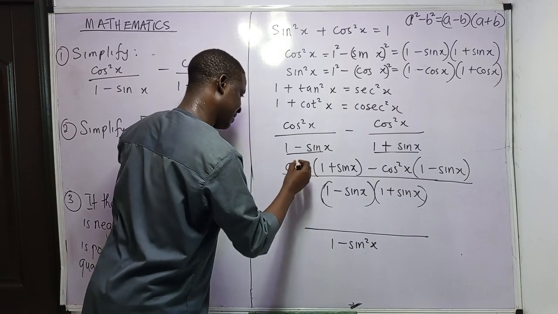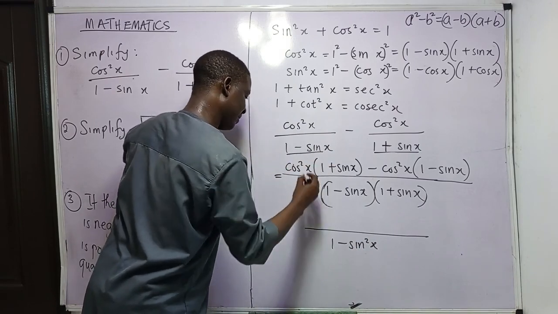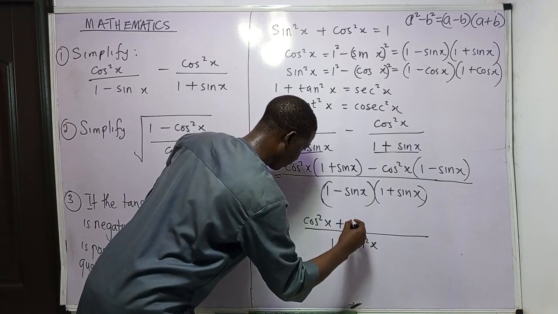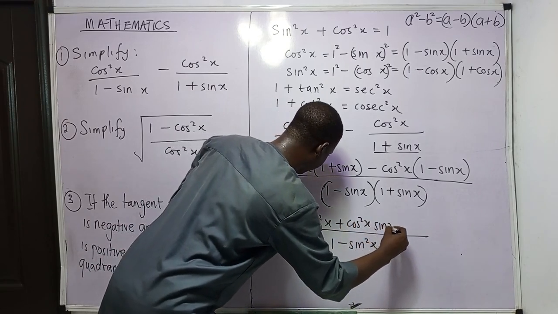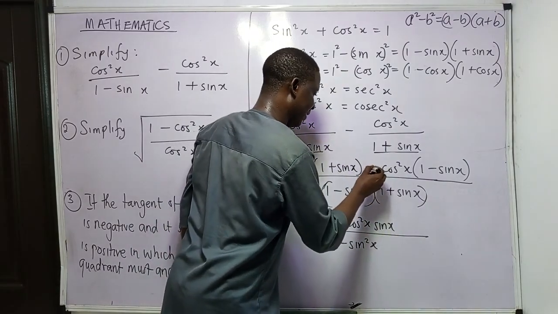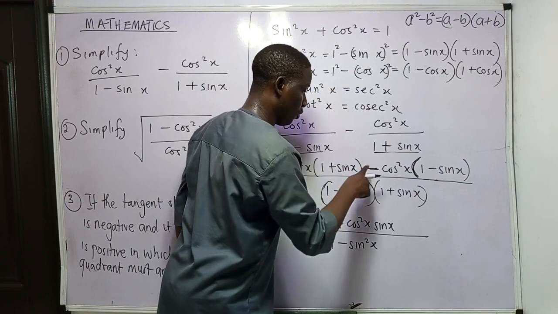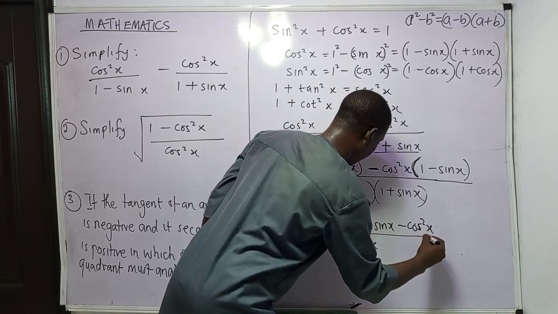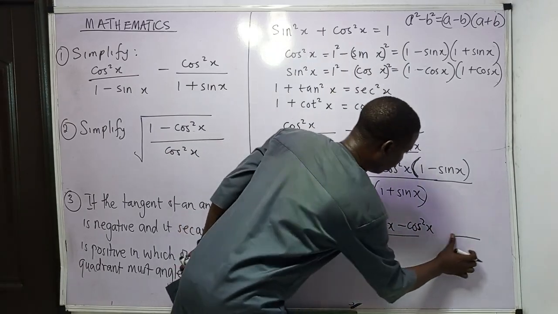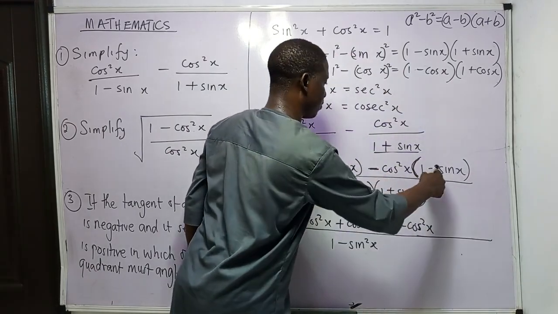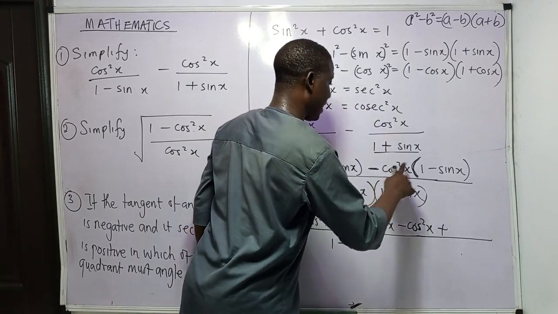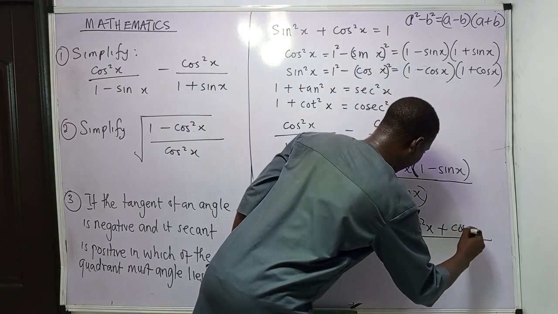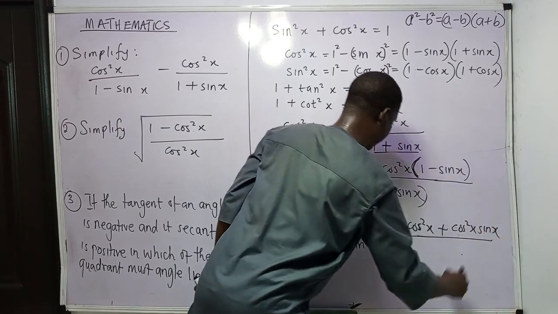Then let's open the bracket. Multiplying this, we have cos square x, multiplied by the other term, plus cos square x sine x. Then this minus, as we open the bracket, we will have minus cos square x times this one, minus cos square x. Then we go further by opening the bracket: minus times minus is plus. Then cos square x times this will give us cos square x sine x.